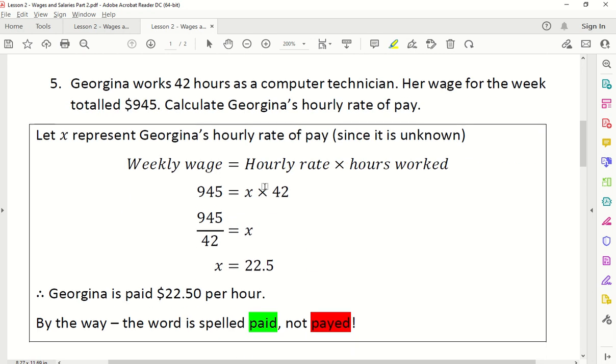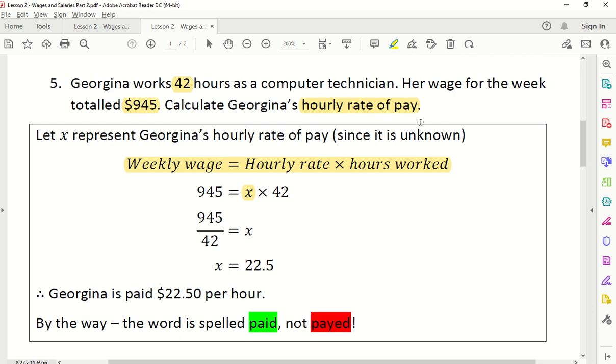Let's look at a more complicated example. Georgina works 42 hours as a computer technician. Her wage for the week was $945. I know some students like to highlight key figures during examples. Feel free to continue doing that if that's what you've done in the past. So this question is asking us to determine Georgina's hourly rate of pay. So this is the formula I used before. Weekly wage equals hourly rate multiplied by hours worked. So I don't know Georgina's hourly rate. That's what the question is asking me to find.